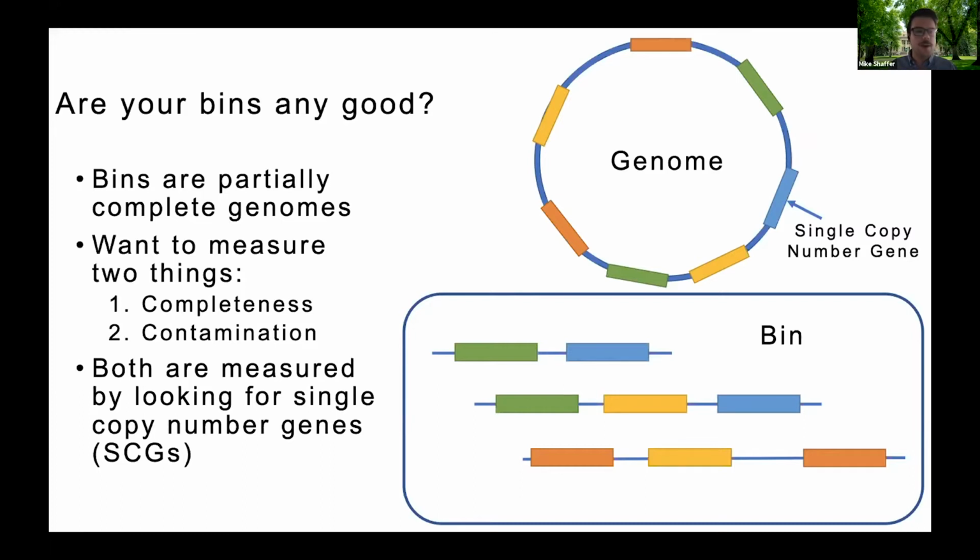To do this, we want to be able to measure two different things. First is completeness. That's measuring how complete this genome is. Of the genomic content of this organism, how much are we actually representing with this bin? And second is contamination. Contamination is asking, are there parts of other genomes that are present in this bin? So how purely is this bin representing only one organism? Both of these are measured by looking for single copy number genes, like that blue gene present here on our real genome.